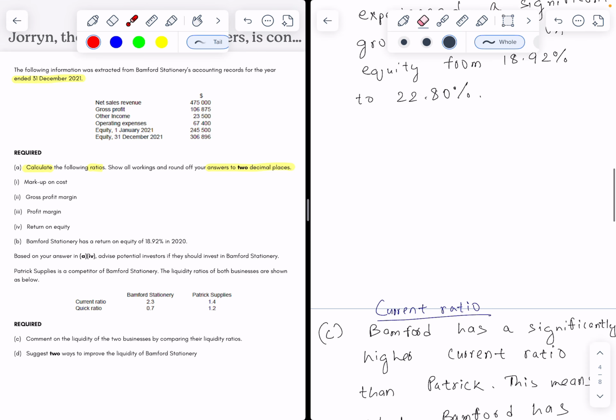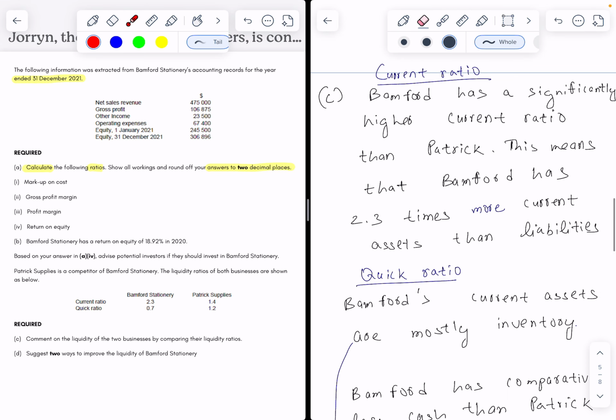Now let's answer part C. Patrick Supplies is a competitor of Bamford Stationery. The liquidity ratios of both businesses are shown below. So we are given the current ratio and the quick ratio for Bamford Stationery and the competitor Patrick Supplies. And we are required to comment on the liquidity of these two businesses by comparing the current ratio and the quick ratio. So just to give you an idea of how you can structure your response in the exam.